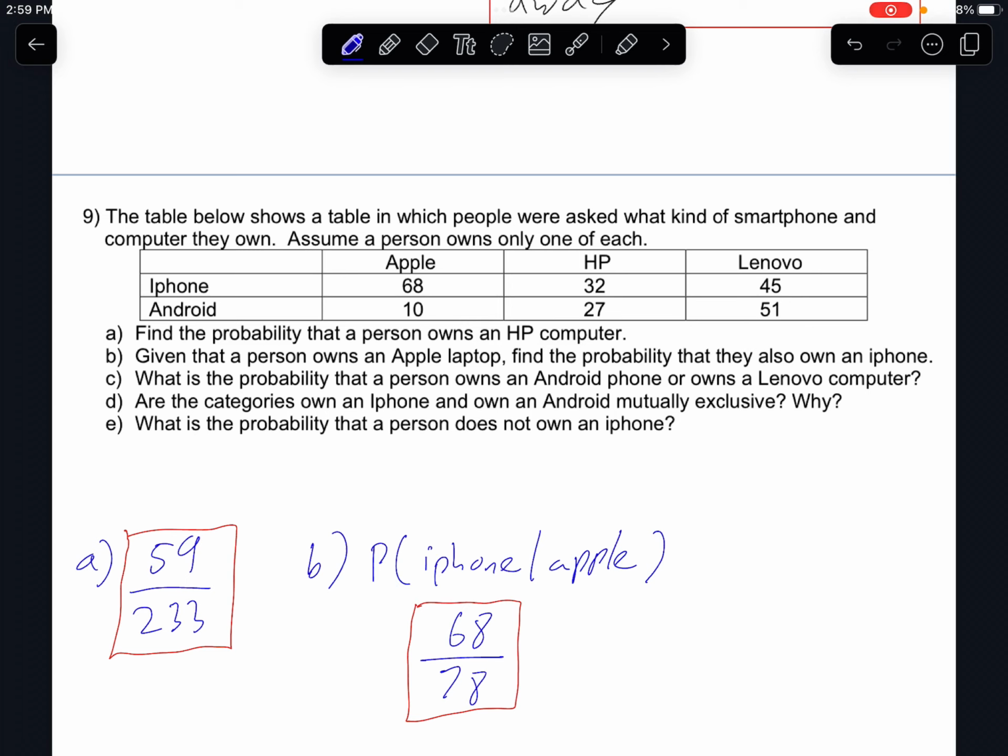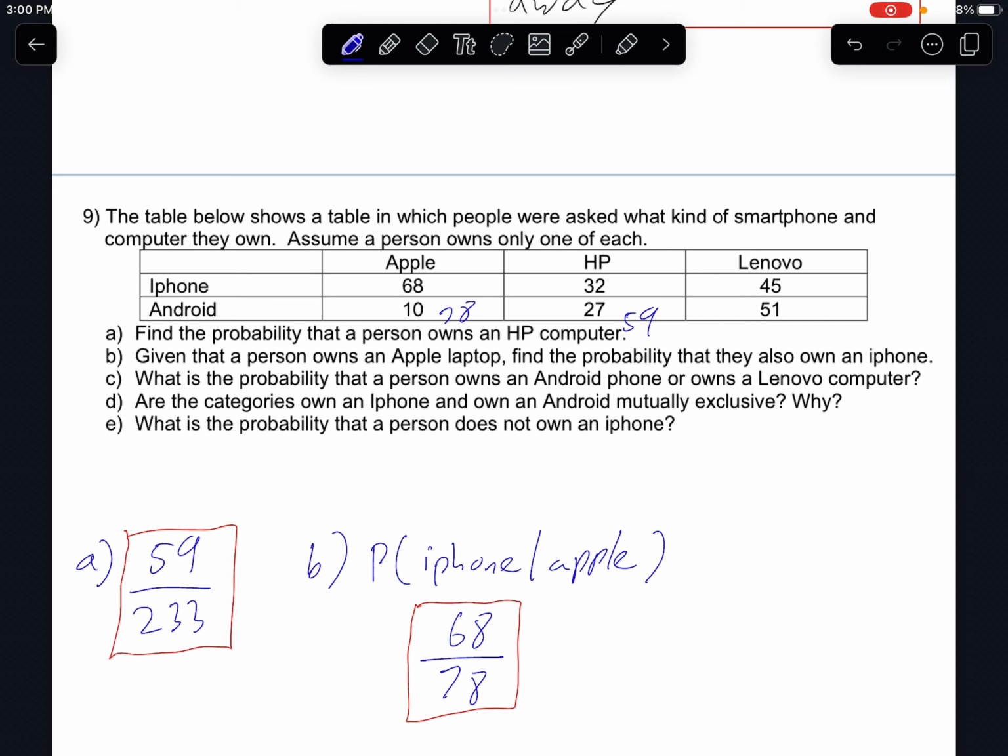We're given data here for probability purposes, and the data is from a survey. So this indicates that this many people own an Apple computer, a total of 78, 68 plus 10. This many people own an HP computer, 59 of them, which is 32 plus 27.